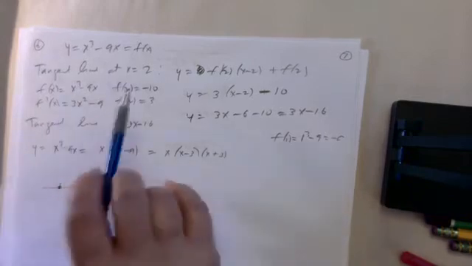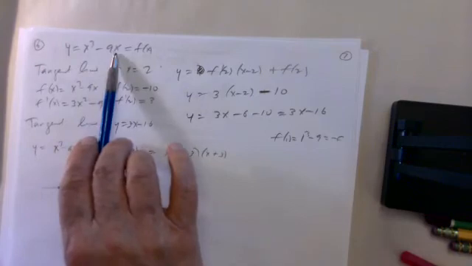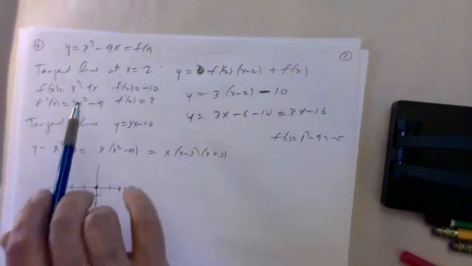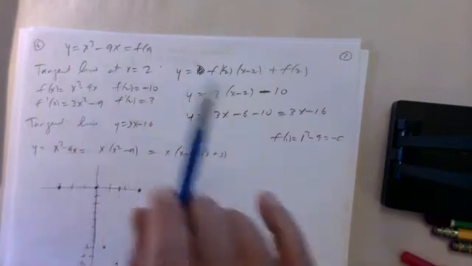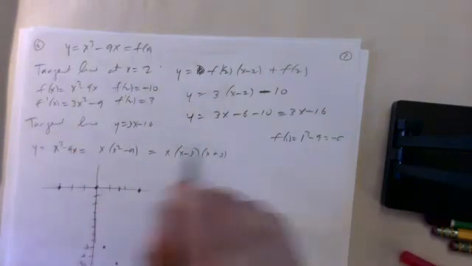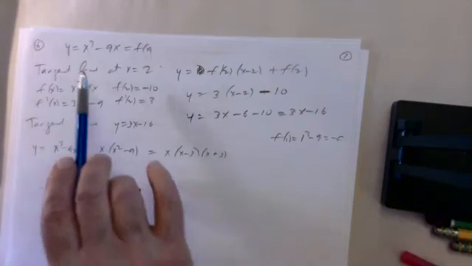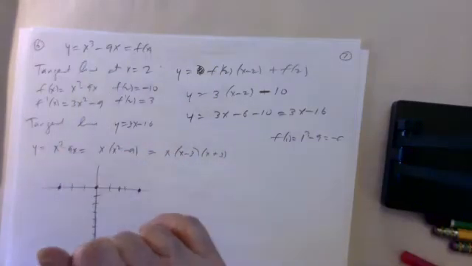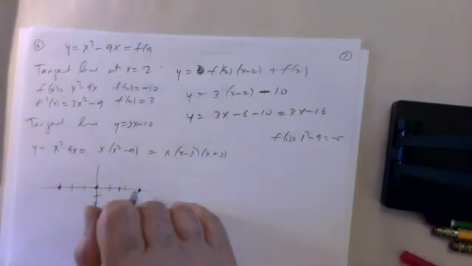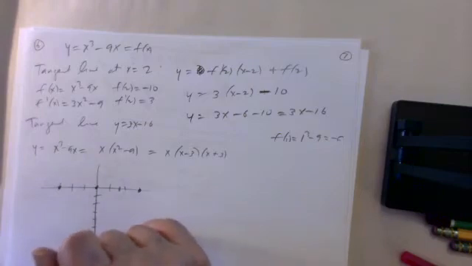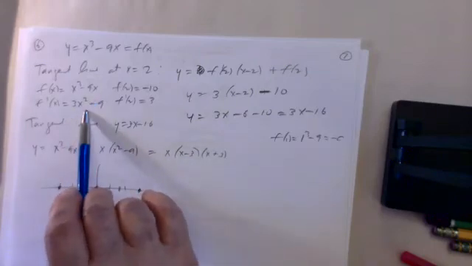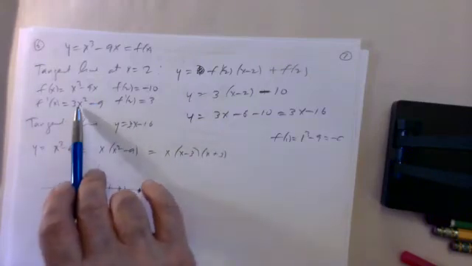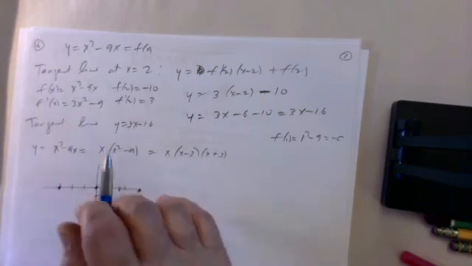Let me just double check this. So if y is x cubed minus 9x, then when x is 1, it's minus 8. And when x is 2, it's minus 10. And when x is 3, it's 0. And the derivative is 3x squared minus 9. So when x is equal to 2, this is plus 3.